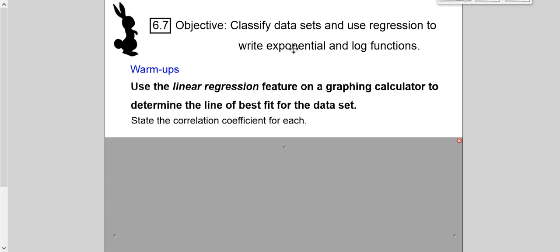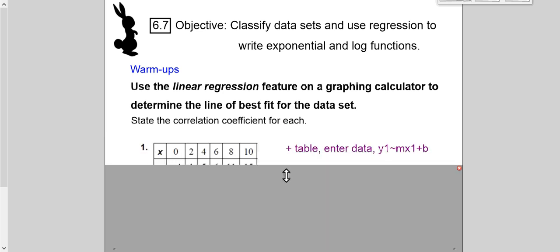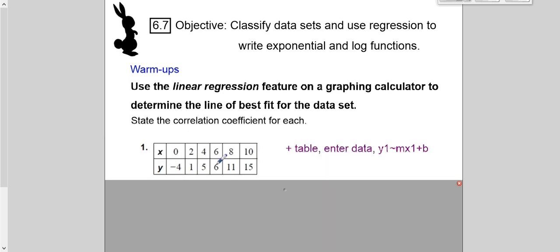So before we get into exponential and logarithmic regression, let's practice linear regression. Here's a couple of warm-ups. Use the linear regression feature on a graphing calculator to determine the line of best fit for the data set. State the correlation coefficient of each. So here's our first table.